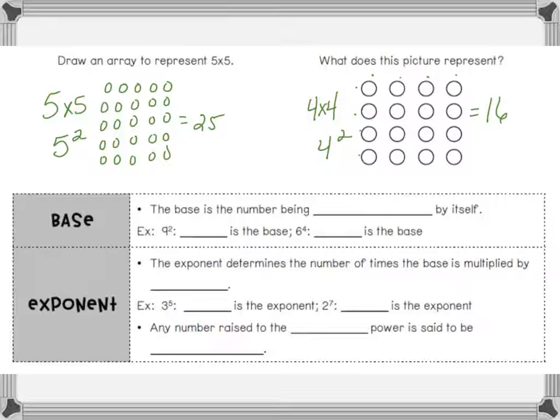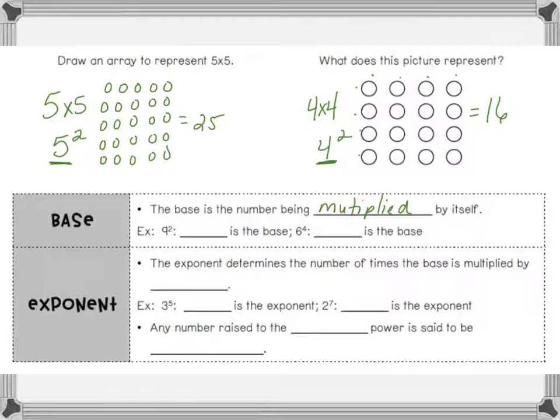The base is the number that is being multiplied by itself. So in this array up above, 4 is our base, and in the other one, 5 is our base. That's the number that we're multiplying by itself. And we're multiplying it by itself twice. So that's why our exponent is 2.